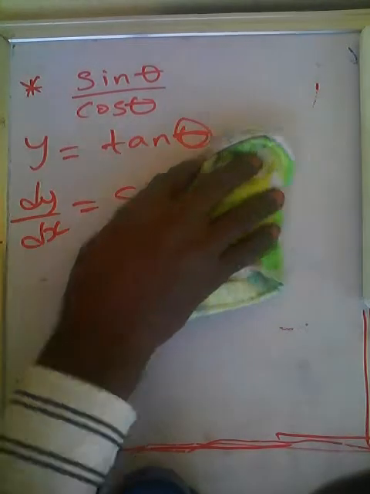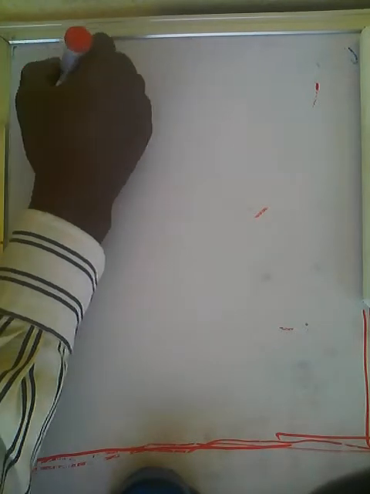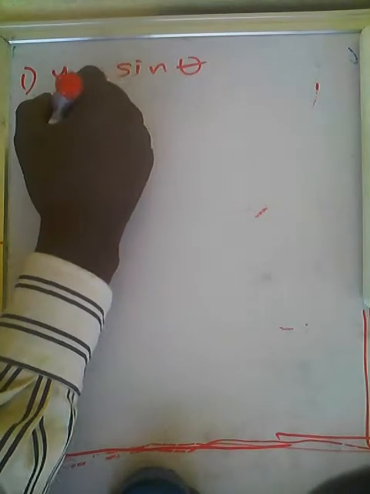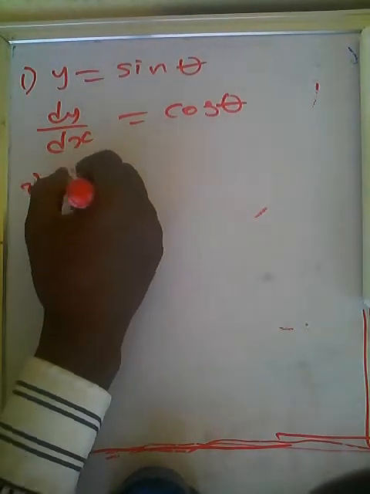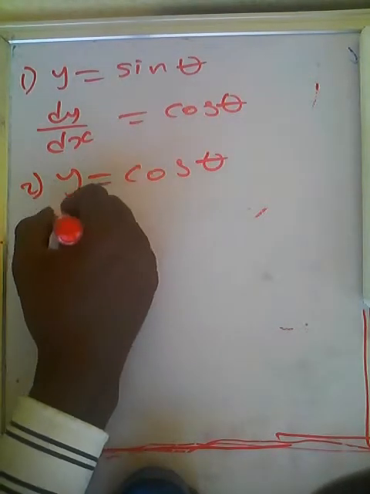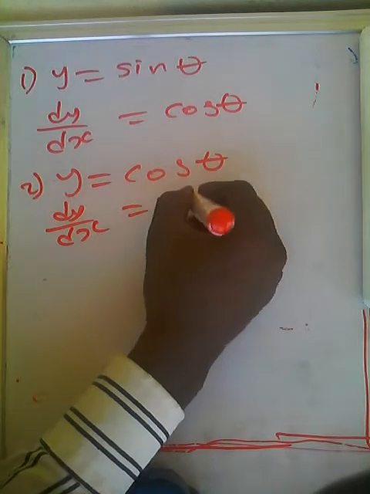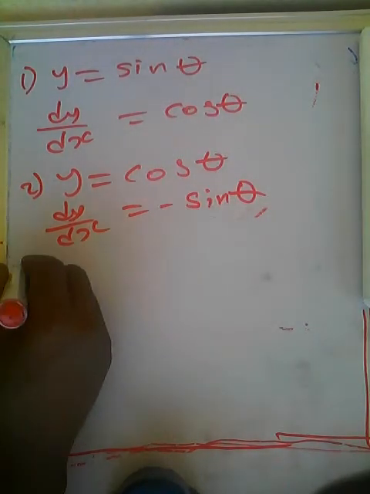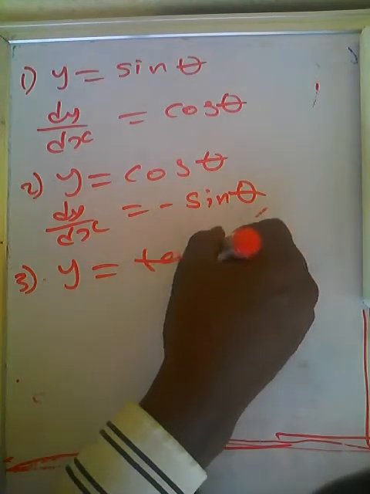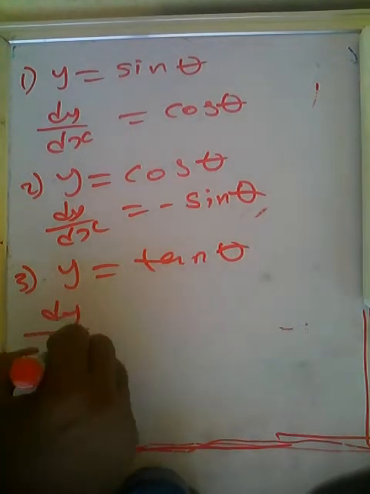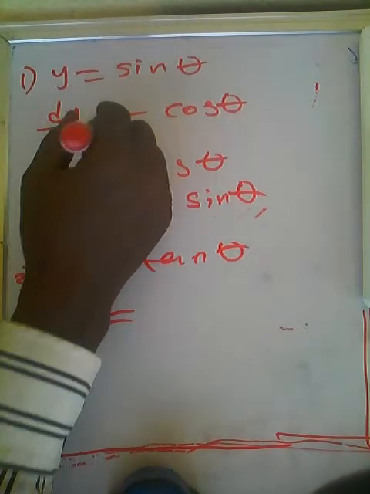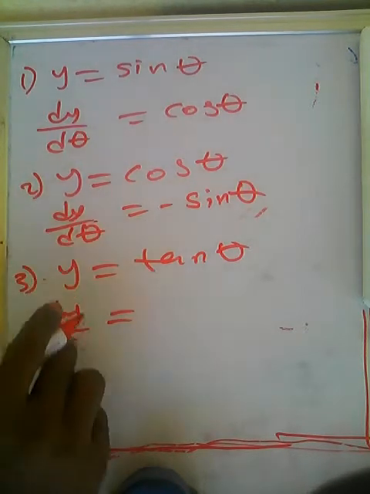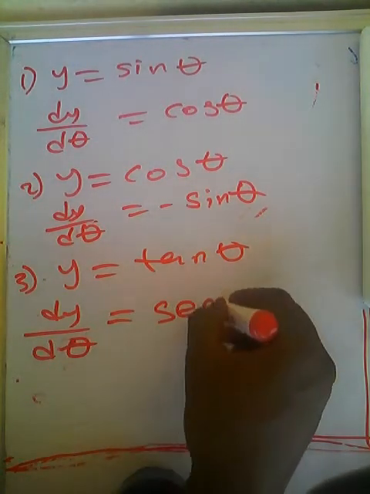Now, in summary, I have to give you the basic trig derivatives. We have y as sine theta, differentiating that will give us cos theta, and then when we have y as cos theta, differentiating that will give us minus sine theta. The same way, when we have y equal to tan theta, then the derivative of that will give us sec squared theta. Sorry, not dy/dx, actually dy/d theta. We're differentiating with respect to theta.